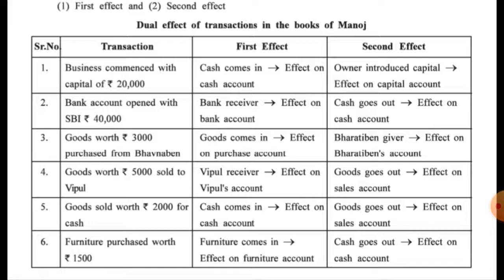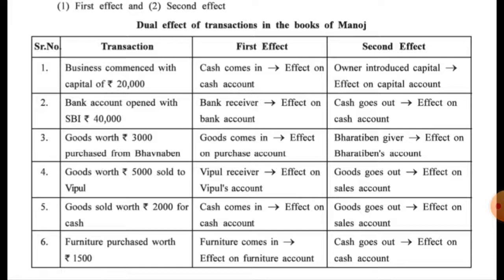Next, the fifth transaction: goods sold worth rupees 2,000 for cash. So it is a cash transaction. Due to selling of the goods, that much amount of cash will come into the firm, so one effect would be in the cash account. Second, due to selling of the goods, goods go out of the firm, so the second effect would be on the sales account. This is a cash transaction.